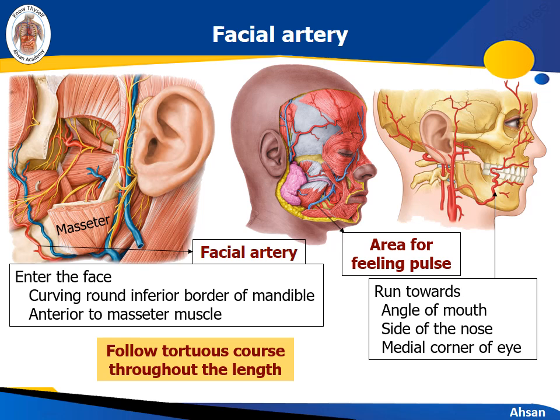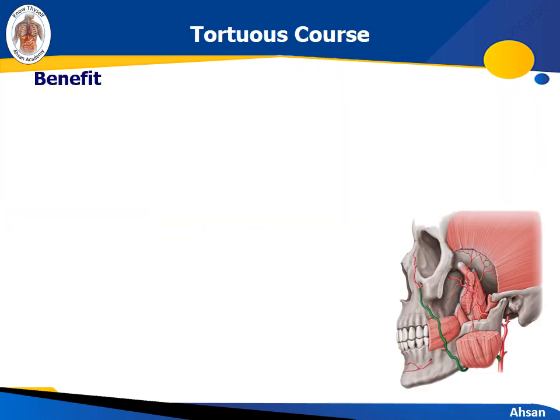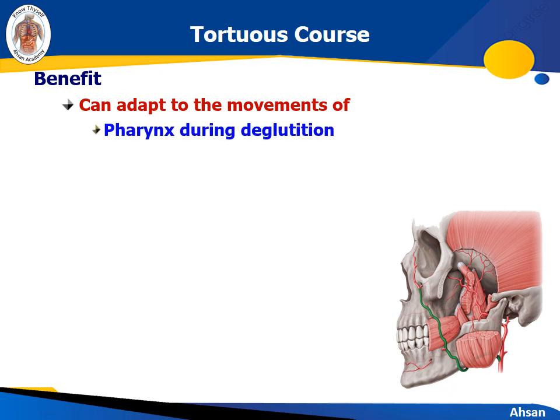Throughout the length, the facial artery follows a very tortuous course. What is the benefit of this tortuous course? Let us discuss. The benefit of the tortuous course is that it can adapt to the movement of the mandible and the pharynx during deglutition, and of the mandible, lip, and cheek during talking or shouting.